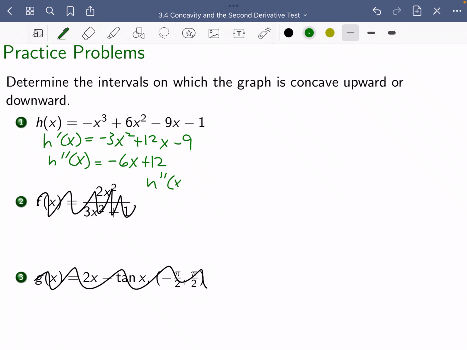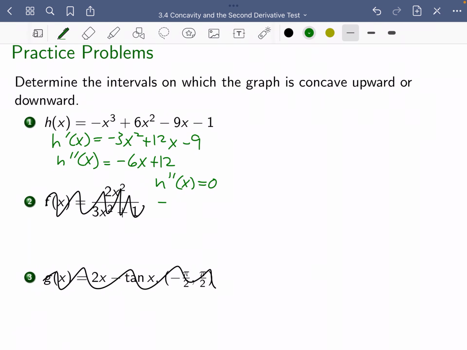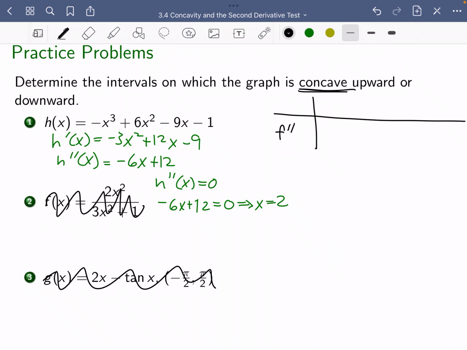So if we set this equal to 0, then negative 6x plus 12 is 0, and x is equal to 2. What are we going to now do with that? Well, we're going to do a sign chart, trying to say something about concavity, so that's looking at a sign chart for the second derivative. We will go from negative infinity up to 2, and then we'll go from 2 to infinity.